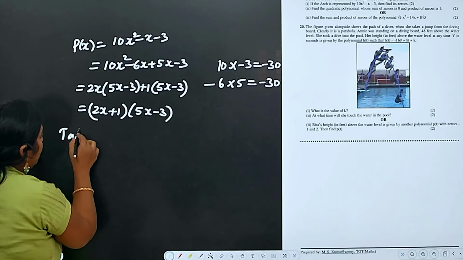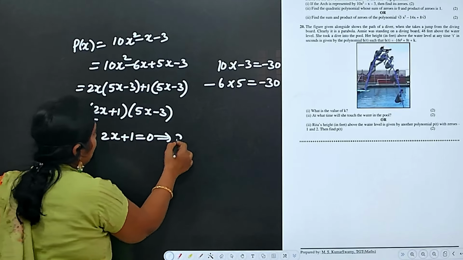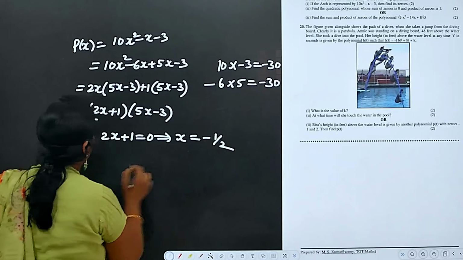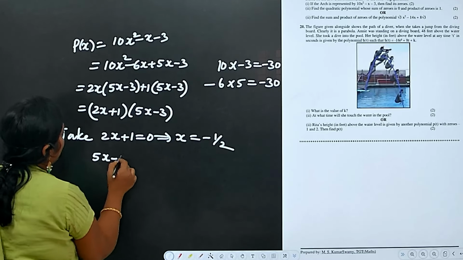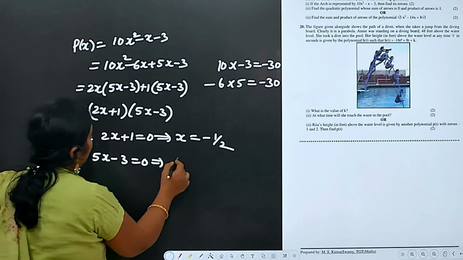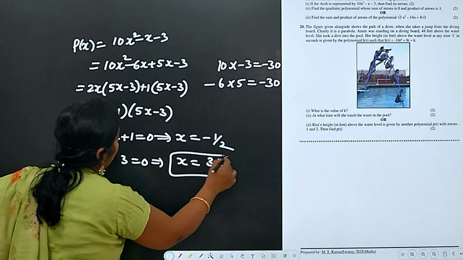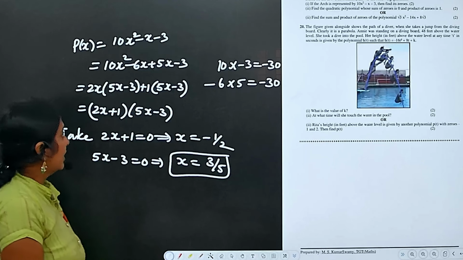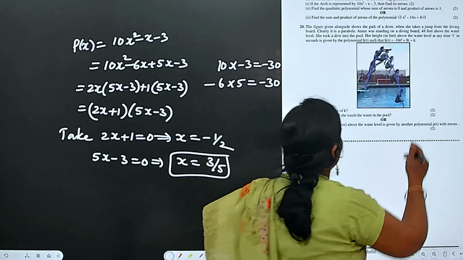Take 2x plus 1 equal to 0. From this, x equals minus 1 by 2. Next, 5x minus 3 equal to 0. x equals 3 by 5, minus 3 taking to the right side. So the zeros are minus 1 by 2 and 3 by 5.